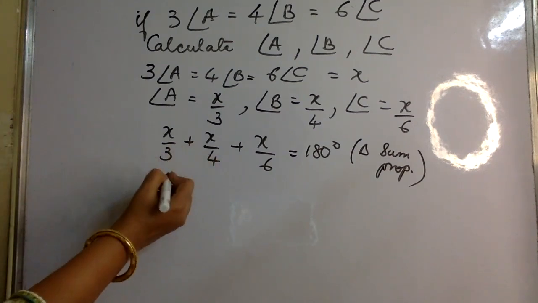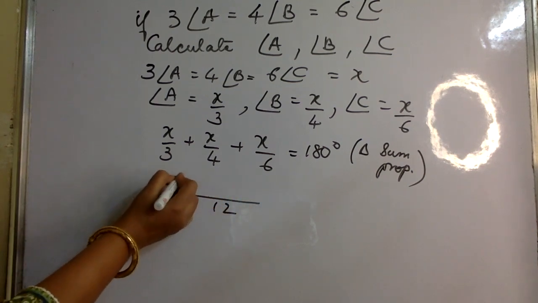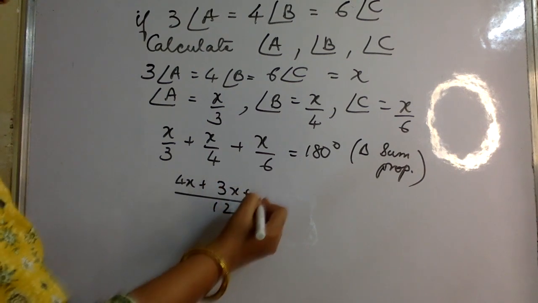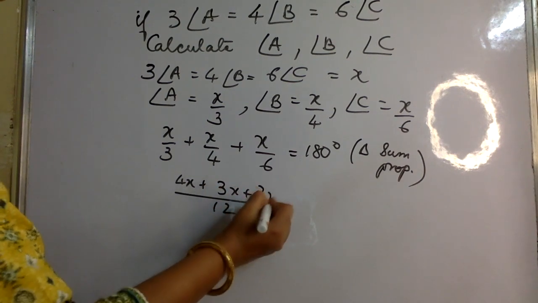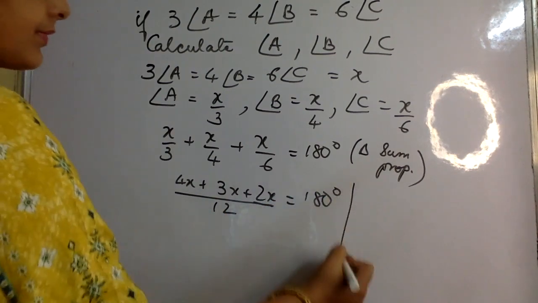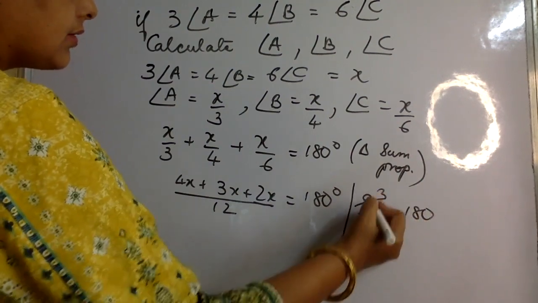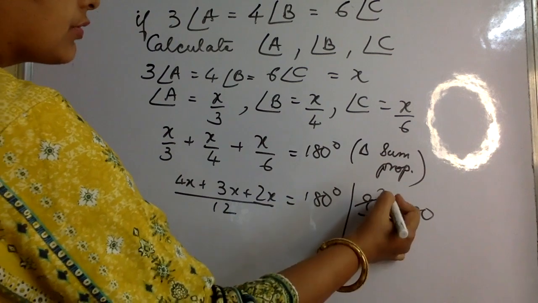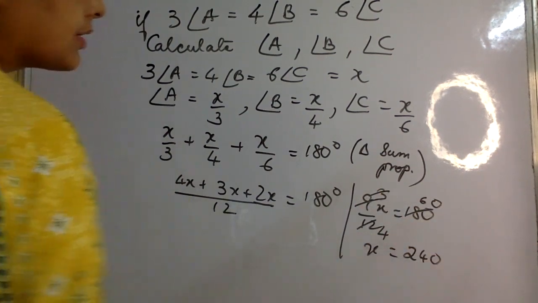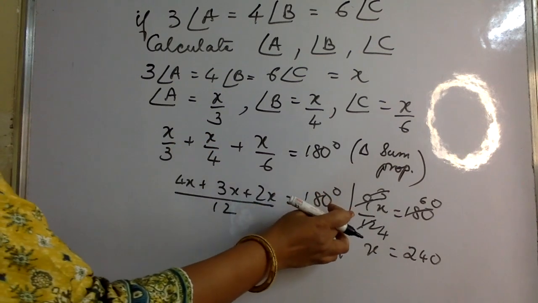Now if I take the LCM, the LCM is going to be 12. So this is going to be 4x plus 3x plus 2x, which is equal to 180 degrees. 9x by 12 is equal to 180 degrees. 3 by 4, you can cancel this also here. So x is equal to 240. The value of x has come to 240. So this is a simple linear equation.